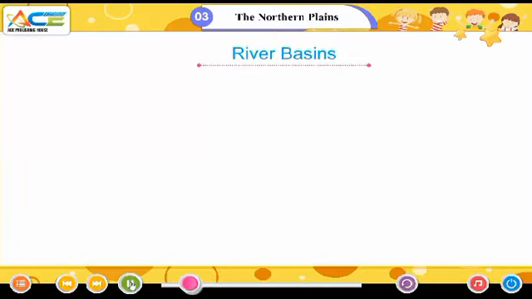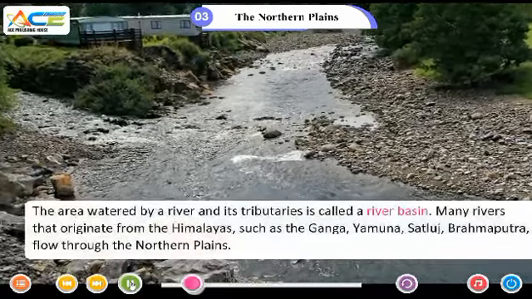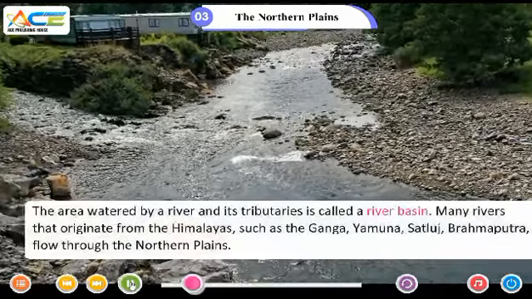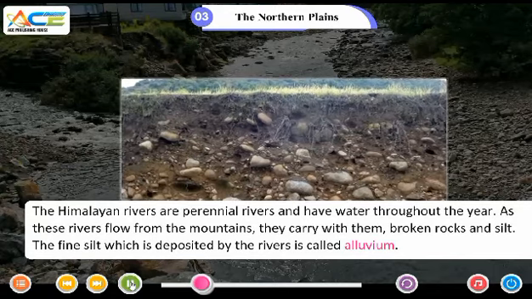River basins. The area watered by a river and its tributaries is called a river basin. Many rivers that originate from the Himalayas, such as the Ganga, Yamuna, Satluj, Brahmaputra, flow through the northern plains. The Himalayan rivers are perennial rivers and have water throughout the year.